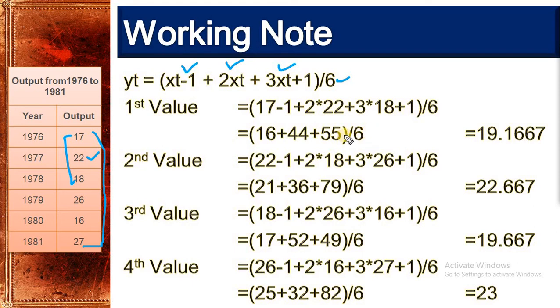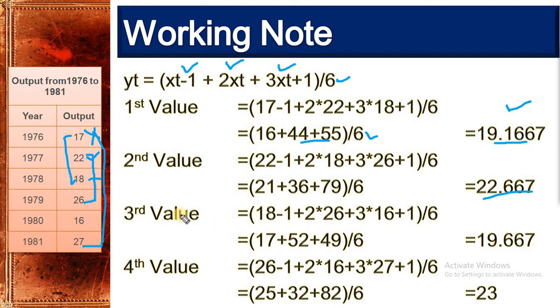So the whole thing will be divided by 6. When I divided by 6, I got the same value as I obtained in the earlier calculation, that's 19.1667. To obtain the second value, I need to discard the first value and consider one more data point, that is 22, 18, 26. Now 22 is the first value, 22 minus 1, plus the second value 2 into 18, and the third value 3 into 26 plus 1, which will be added and divided by 6. I got the same value, 22.667.